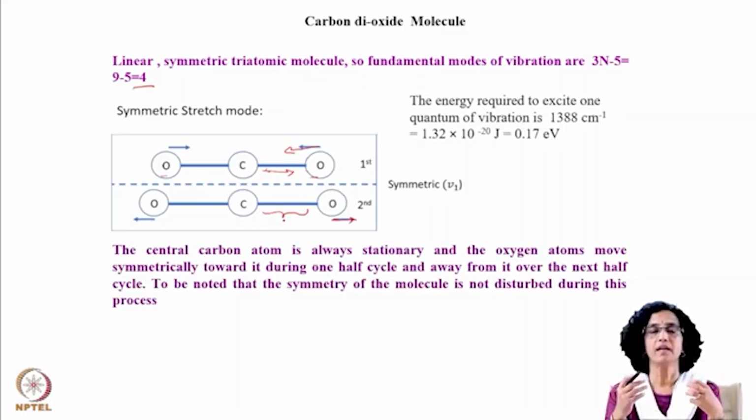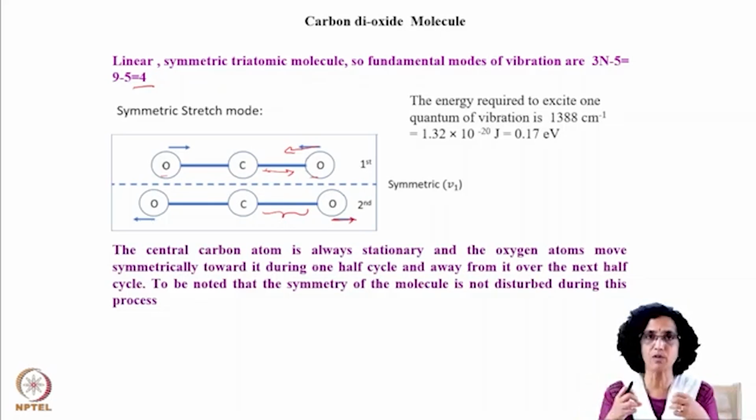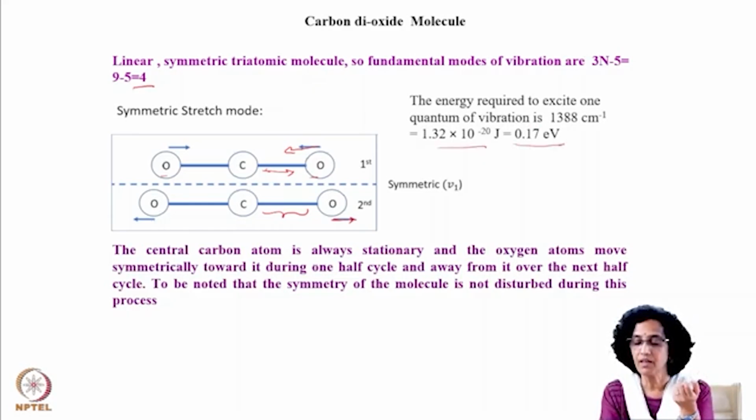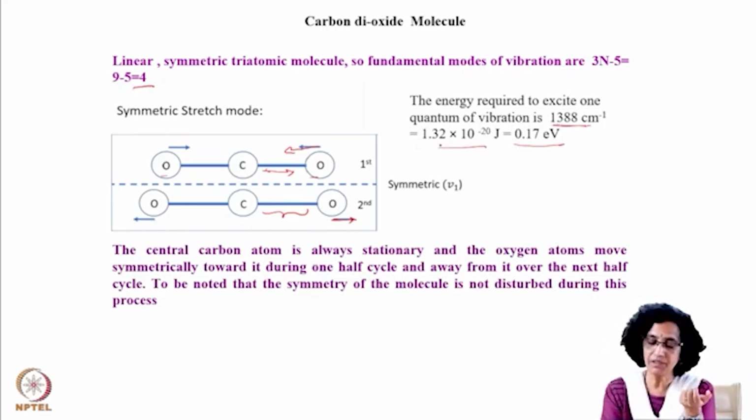Basically, in the first half cycle it gets compressed and comes back to its position. Then in the next half cycle it expands and again comes back to its mean position. So while the center atom remains stationary, the outer oxygen atoms symmetrically move outward and inward in a periodic fashion, and therefore this is called the symmetric stretch mode. The energy required to excite one quantum of this vibration is 1388 centimeter inverse.